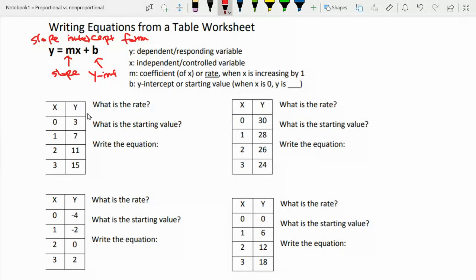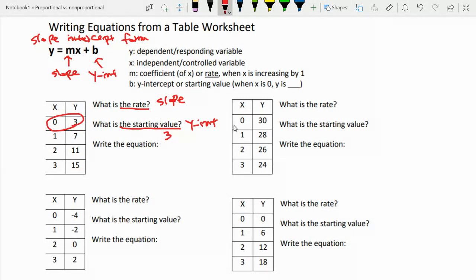All right. We have a table, and the question is, what is the rate? What is the starting value? Write the equation. Another name for the rate is slope. Another name for the starting value is y-intercept. So they are asking the same question in different wording. All right, let's find out the starting value or y-intercept. When you're trying to find y-intercept, look at the x is equal to 0. So here we go. This is my y-intercept, which is 3.